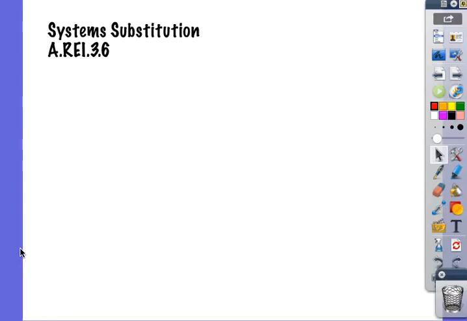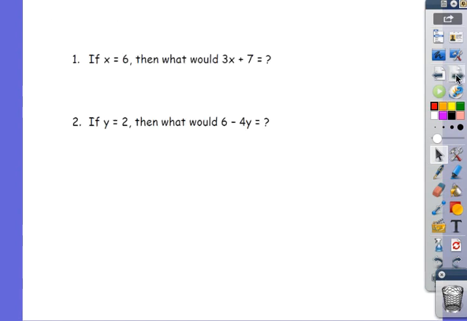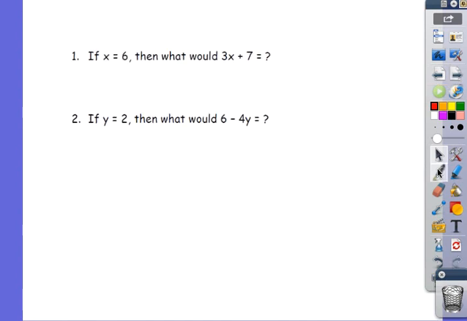Okay, today's lesson is on solving systems using substitution. In the first one it says if x equals 6, then what would 3x plus 7 be? So what you need to do is if x is 6, you need to take the 6 and substitute it in for x right here. 3x means 3 times x, so you're going to do 3 times 6 plus 7. 3 times 6 would be 18. 18 plus 7 would be 25.